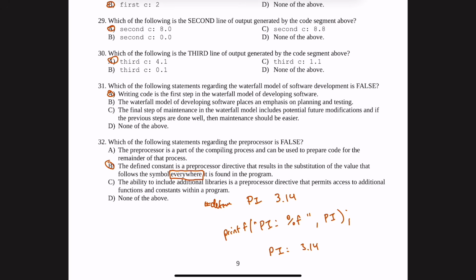C, the ability to include additional libraries is a preprocessor directive that permits access to additional functions and constants within a program. This is going to be true. So if you want to use m underscore pi, you import math.h. If you want to use those random number generator functions, rand, srand, you import standard library, stdlib.h. And so when you do that hash include, it's really just saying go find this file and take all the code within and substitute it in wherever it's used. So you don't have to recreate the pow function, the square root, anything like that. Printf. So C is going to be true.